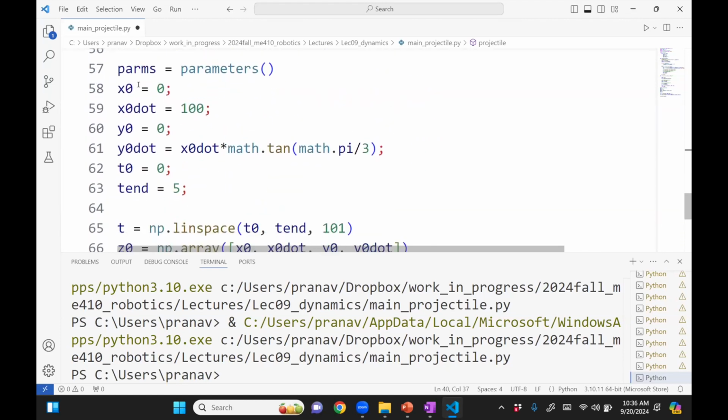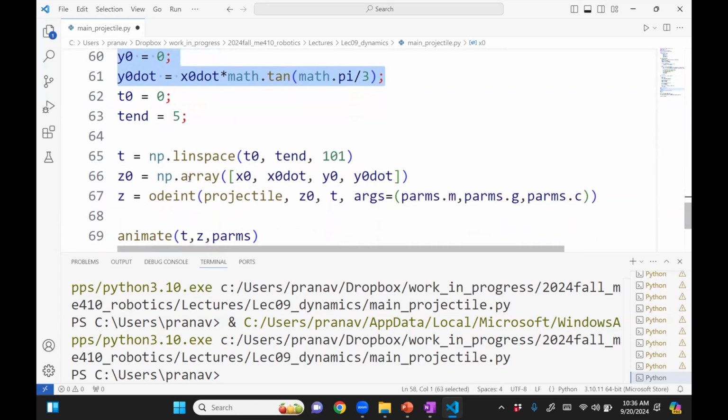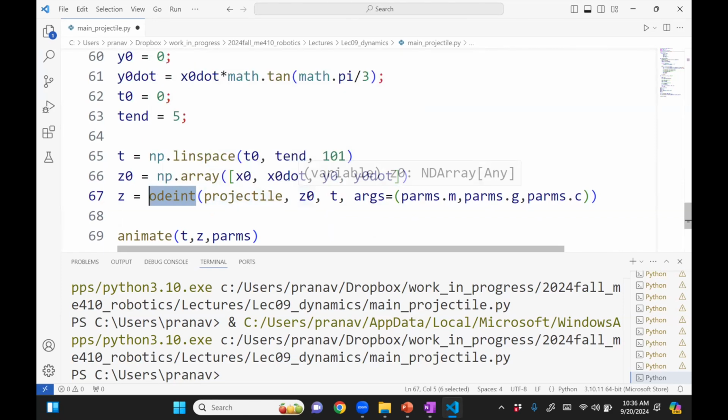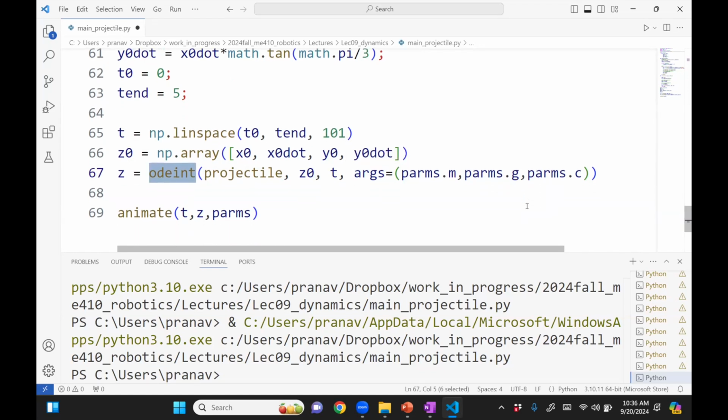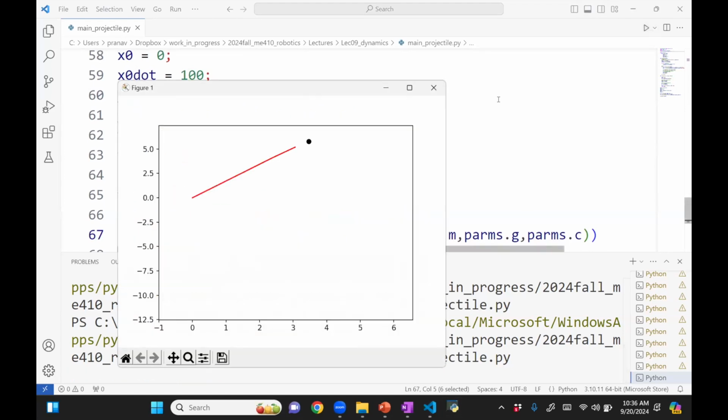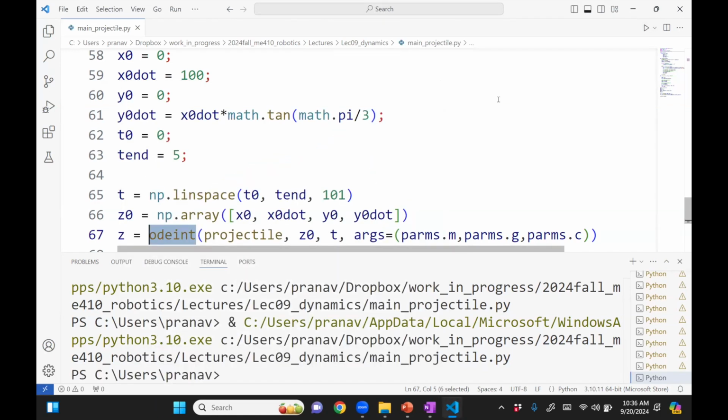Okay, and then the part is you need to assign a certain initial position velocity, that's done here. And then the final thing is call ODE int. Projectile is a function, initial arguments, time, and then there are a bunch of parameters. In this case, I specifically passed M, G, and C, but you could also pass the whole list of parameters. Okay, so that's that. Let's run it again. Okay. So this is how it will look if you actually have drag. It goes straight up, and then it falls down, almost like there was no horizontal force.